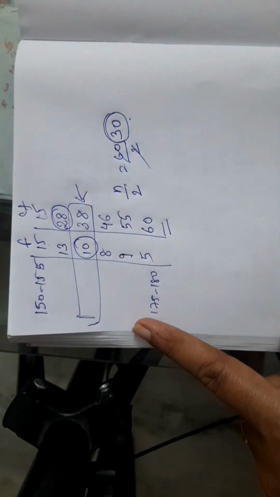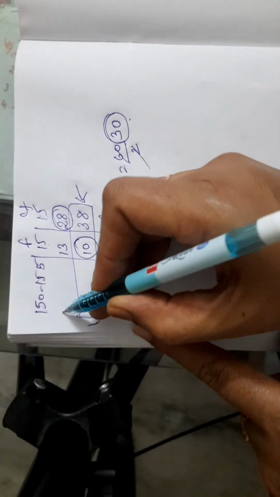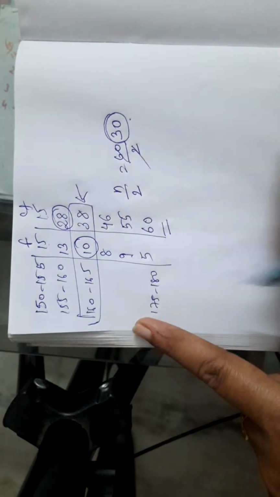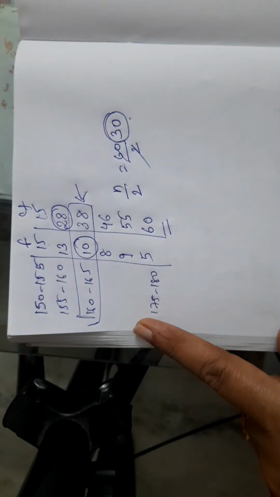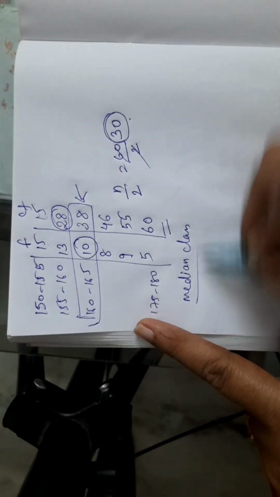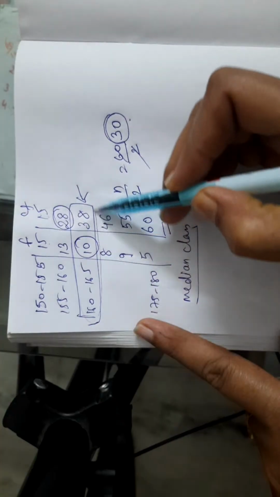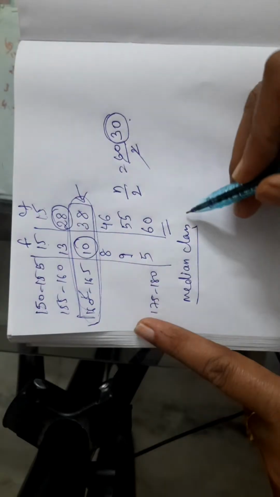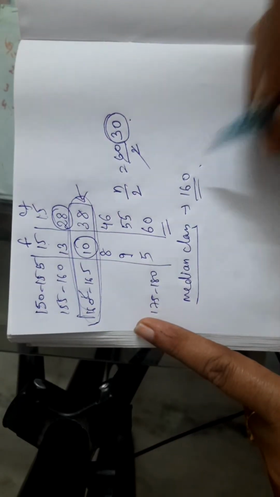In the question they asked, what is the median class? So here the third column is 162. It's 155 to 160. So it's 160 to 165. So median class is, what will be the answer? Question is median class. So this we got as a median class. So answer will be 160. Median class is 160. Clear?